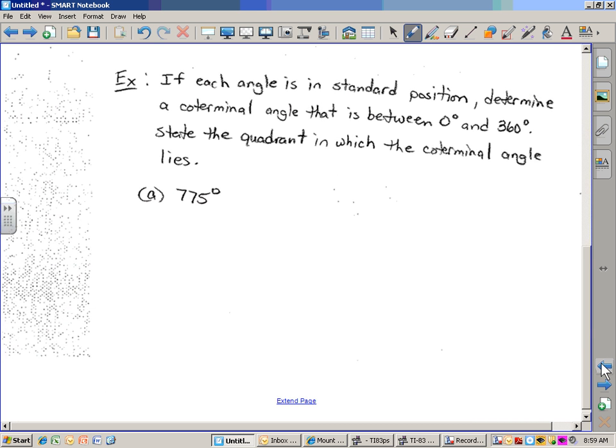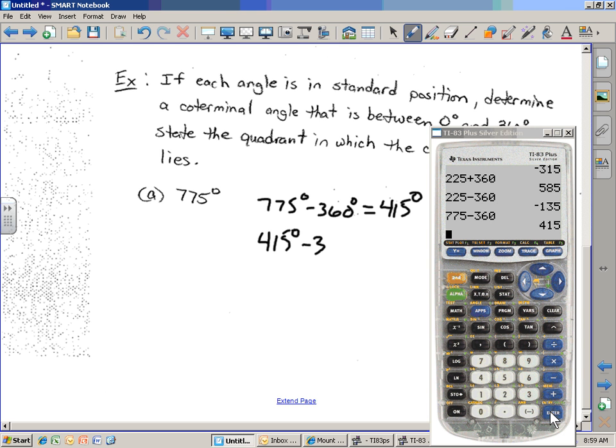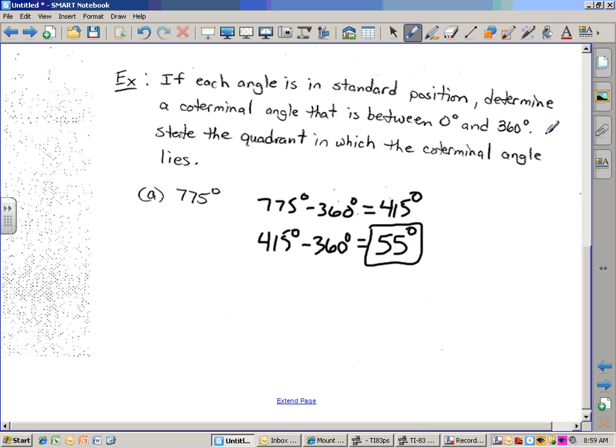So we'll start with 775. To get to something between 0 and 360, we're going to subtract. So 775 minus 360 equals 415. 415 is not between 0 and 360, so we're going to have to subtract again. We get 55 degrees. Okay, that's the angle that's coterminal with 775.